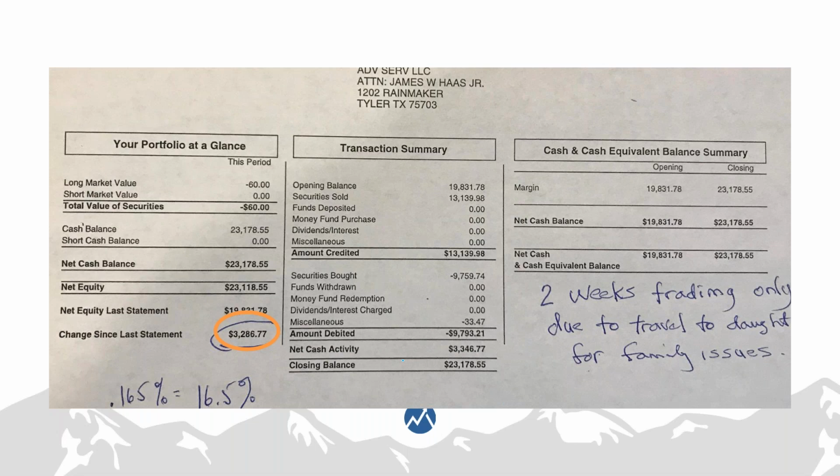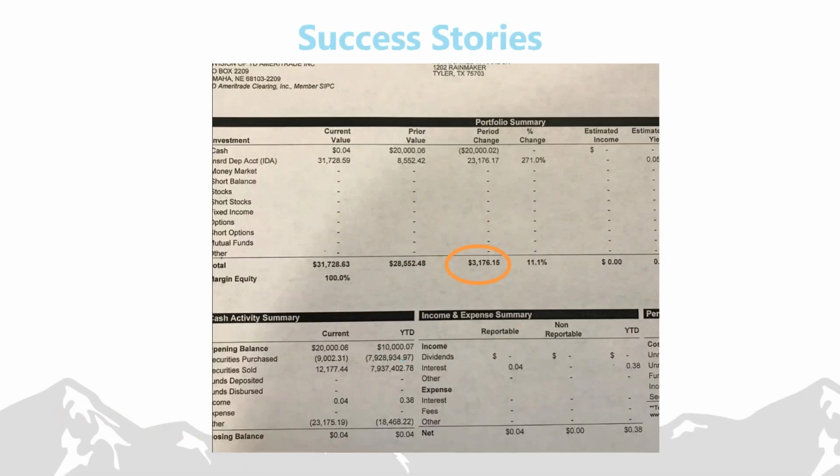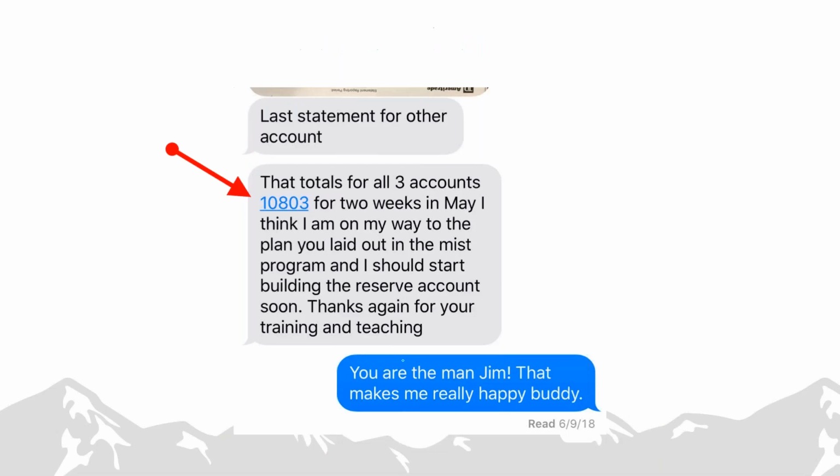And he said, okay, Dave, I just want to tell you how I did. So only trading 2 weeks in May in this account, he made $3,286. This account, he made $4,340. And this account, he made $3,176. Now then he sends me the rest of the text. He said that totals all 3 accounts, $10,800 for 2 weeks in May. 2 weeks in May. Okay.